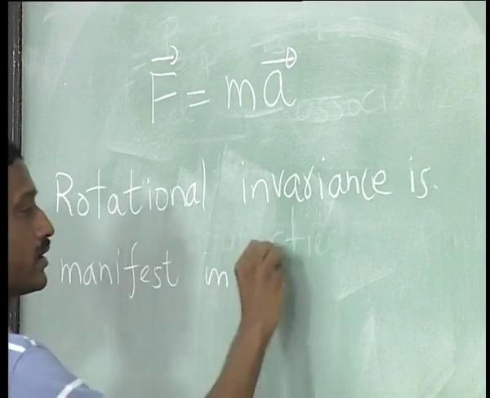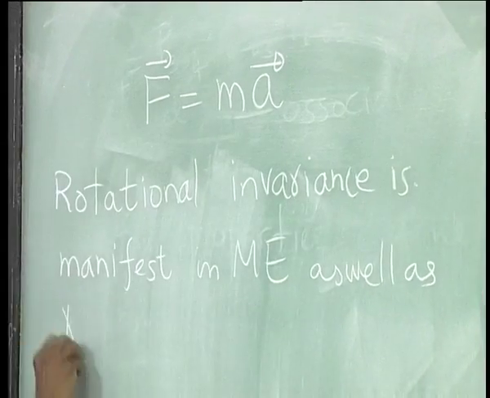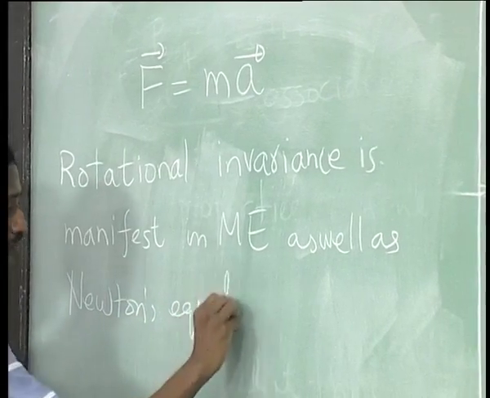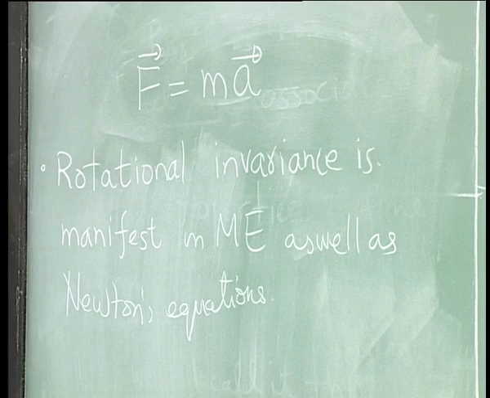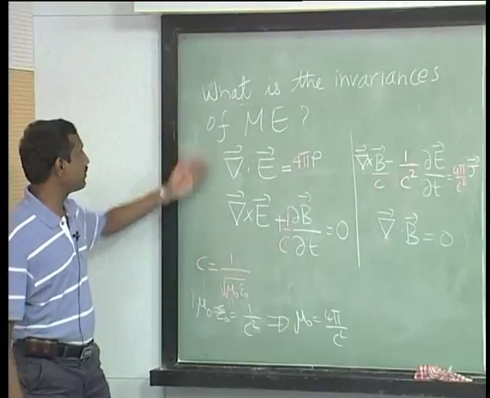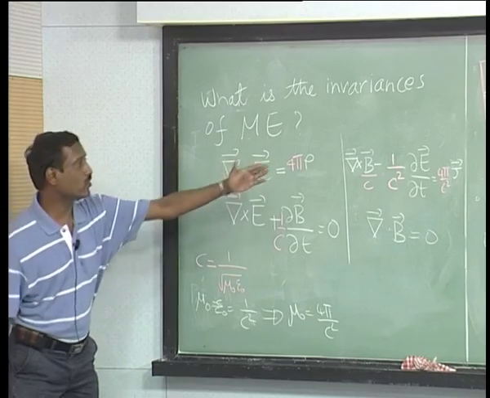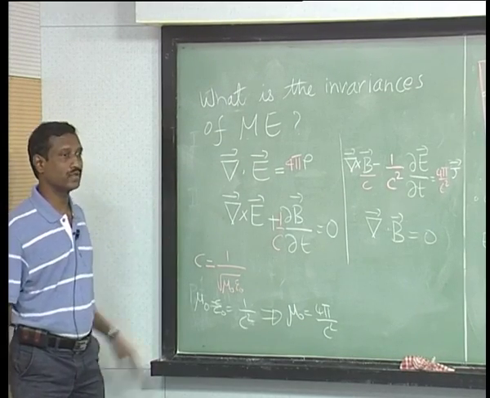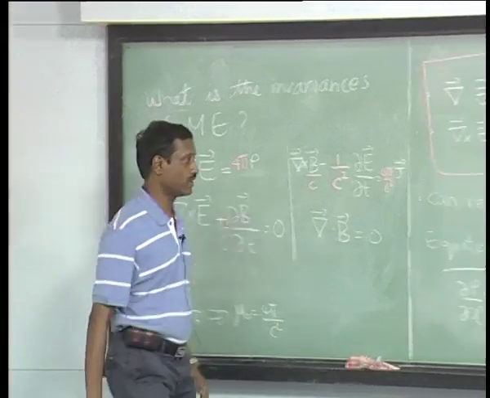In Maxwell's equations as well as Newton's equations. So, one obvious invariance of Maxwell's equations is there even before we did anything, even before going to Gaussian units. It has to do with the fact that these are all nice equations under rotation. So, we know how they transform.